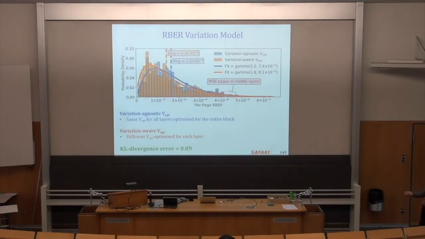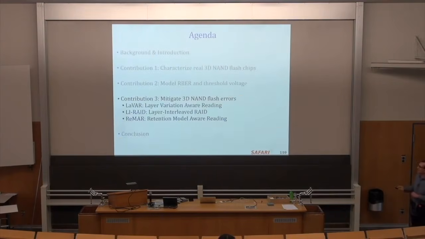So if you actually have a model like this, you can predict the per page raw bit error rate. And you can see that this is the model. Well, this is the fit over here. It's a gamma distribution. And this is the fit for variation agnostic VOPT. So basically, variation agnostic VOPT uses the same reference voltage for all layers, optimized for the entire block. But it's much better to use this one because each layer has actually a different threshold voltage distribution. So you actually want to have a different read reference voltage optimized for each layer. And you get better performance in terms of reliability if you do that. Okay, so there's modeling.